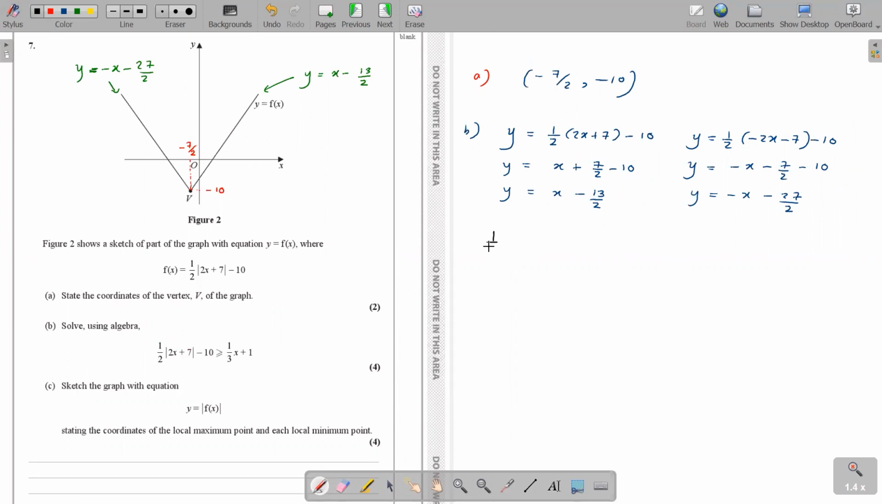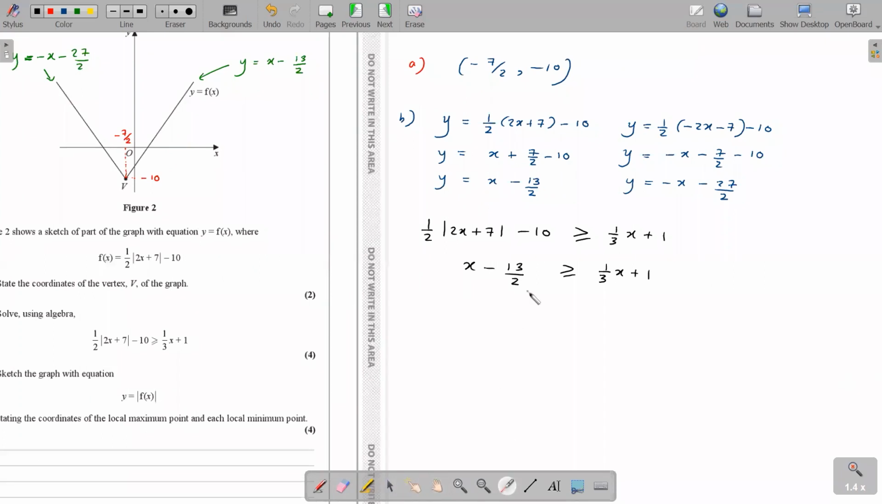So the first one is half modulus 2x plus 7 minus 10. We are supposed to solve where it's greater than or equal to 1 over 3x plus 1. Right? So then I solve this equation when the modulus sign is positive. And what did I get here? I got x minus 13 over 2, right? Now the thing here is this method, you can just do it like this, but there is an issue whether the graphs actually meet or not. Whether the graph 1 over 3x plus 1 will meet both the curves or whether it only meets one. So to check on that, first you solve and get your answer.